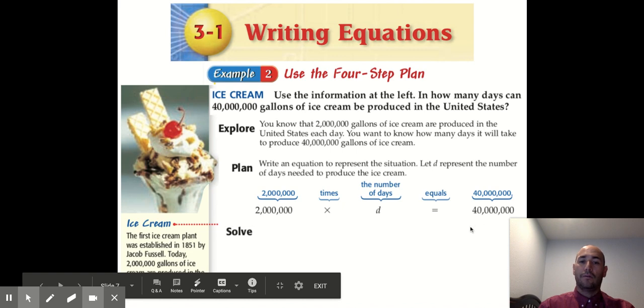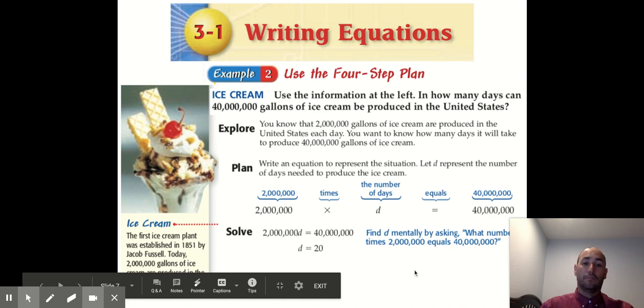So when I solve, I can look at this equation. I have 2 million times D equals 40 million. A lot of people can probably solve this in their head. With a little mental math, you do 40 million divided by 2 million, and that's going to get me 20. So that means it took 20 days of the ice cream plant producing 2 million gallons of ice cream. It's going to take 20 days to produce 40 million gallons. So not too bad.